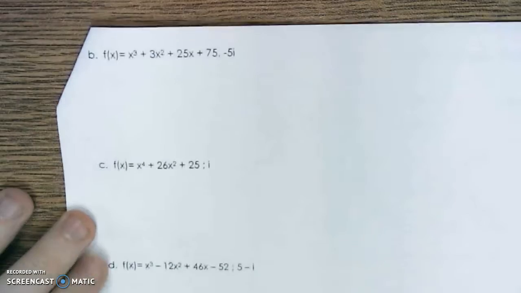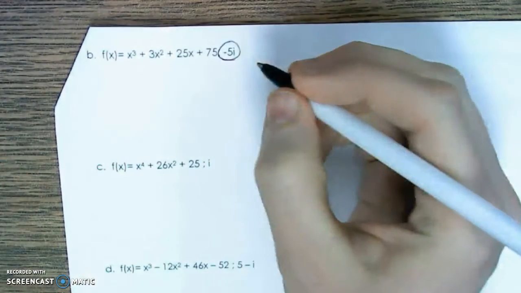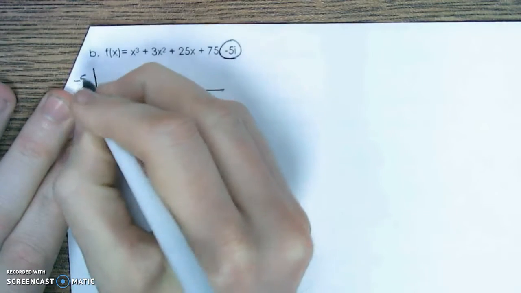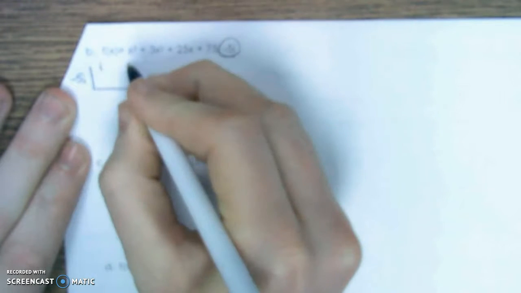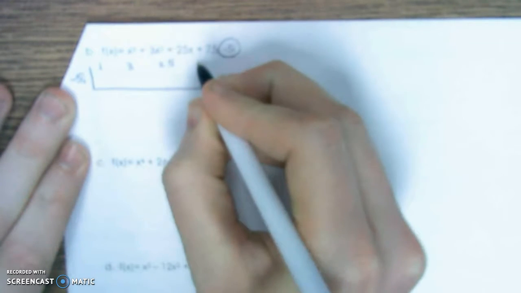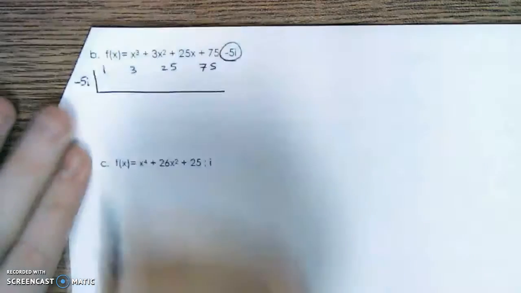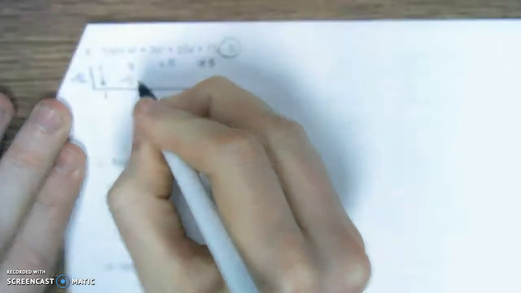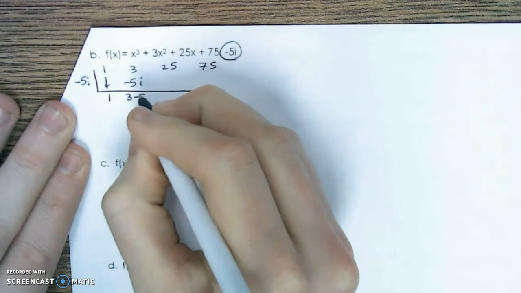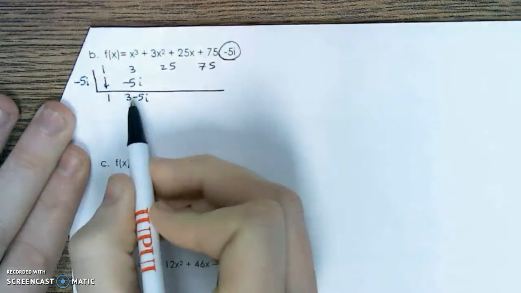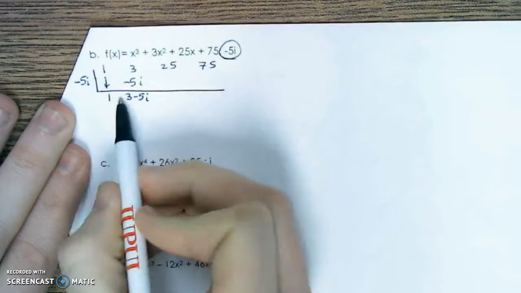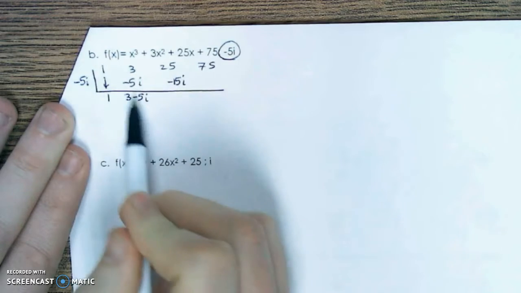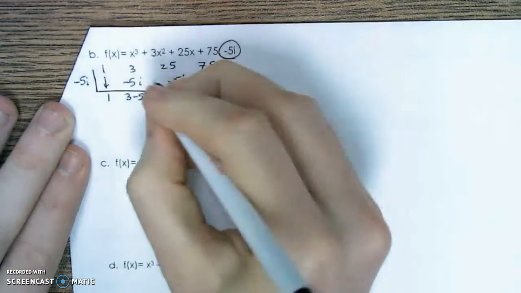For B, they're giving us negative 5i. So we're going to put that outside the L. And then we've got 1, 3, 25, and 75 for our coefficients. We bring down the 1, multiply by negative 5i. When you add the column, you get 3 minus 5i. Then you multiply, you're going to get negative 15i. And then you're going to get positive 25i squared, which is going to make negative 25.